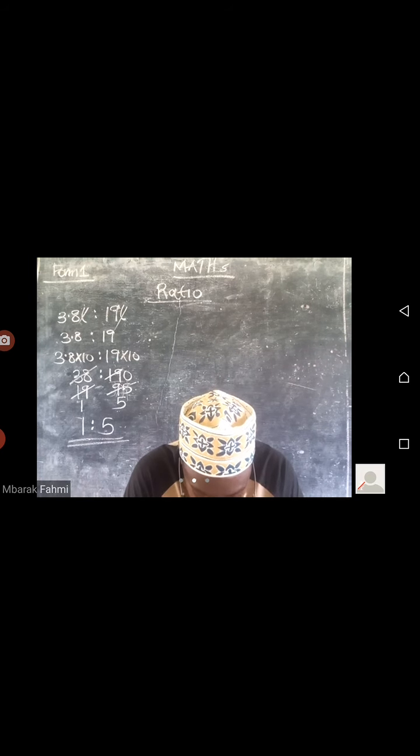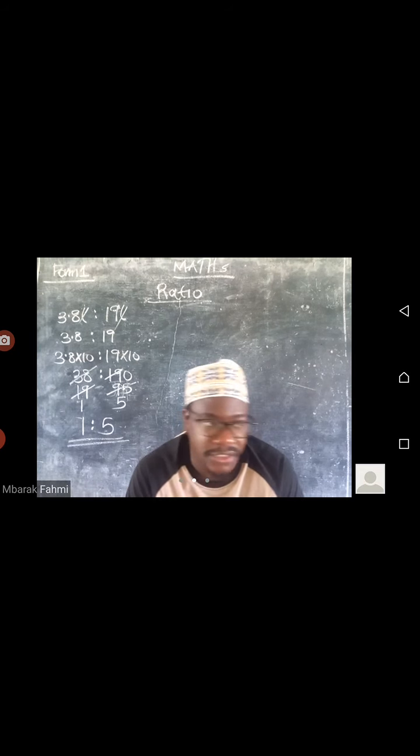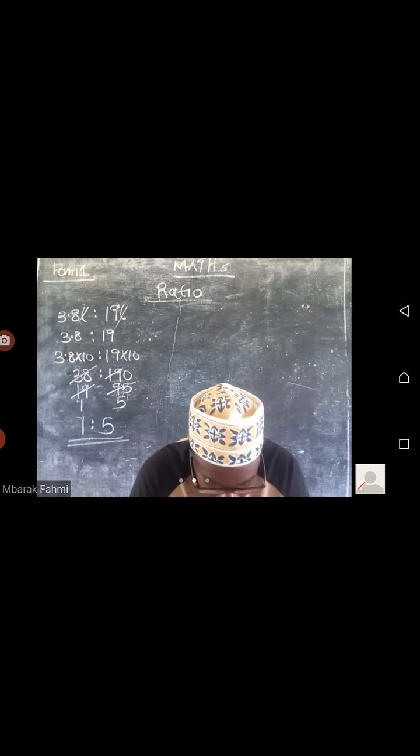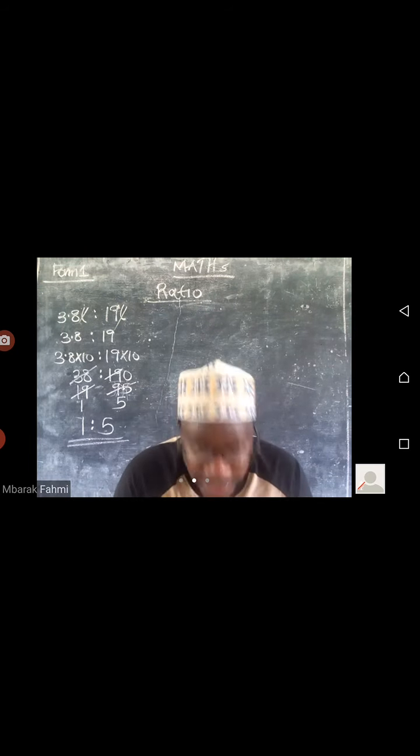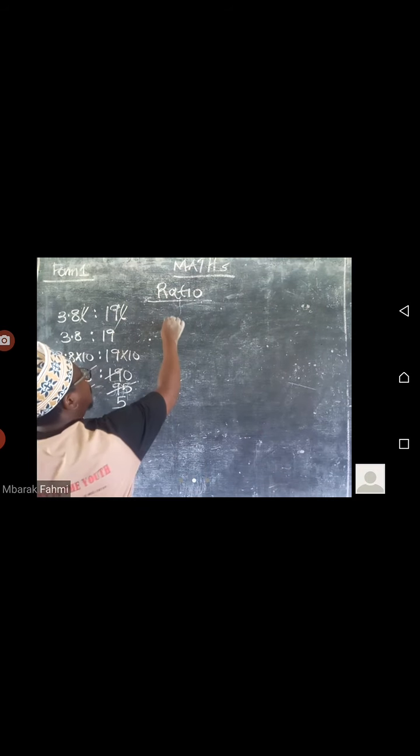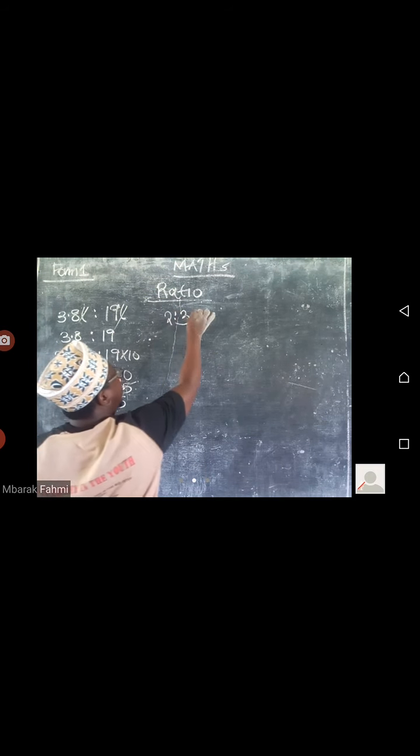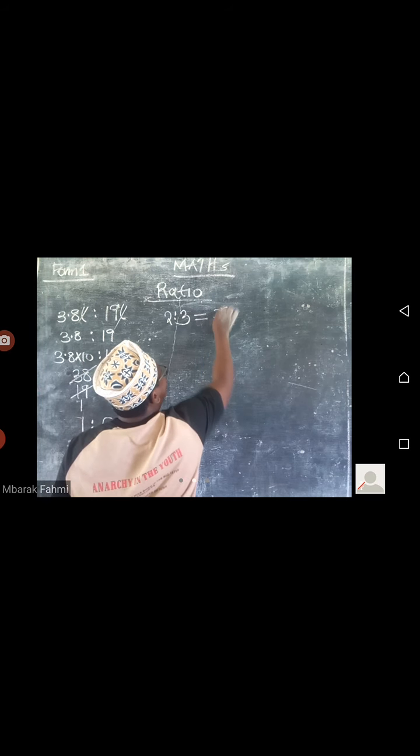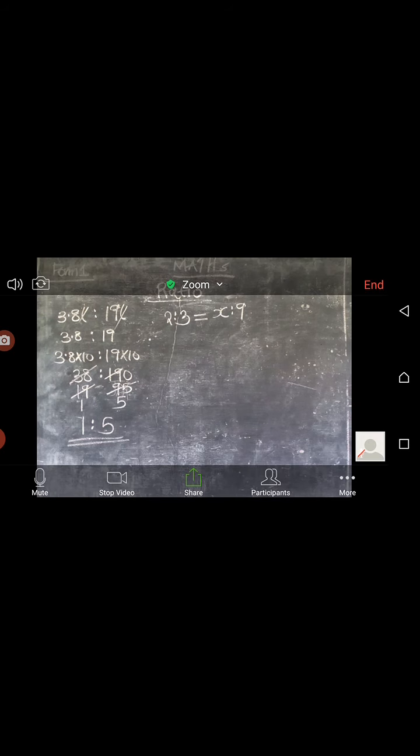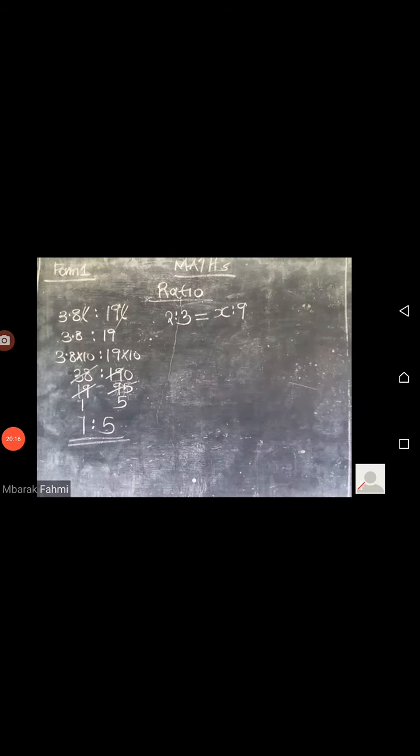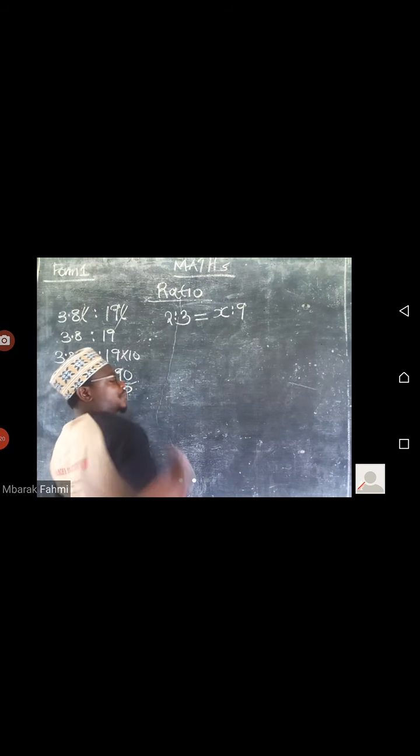Now from there, I can give one or two examples on how to find if the ratios are equated, how to find the unknown. For example, if you're given a ratio like 2:3 is equal to x is to 9.